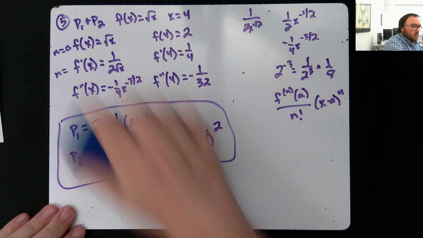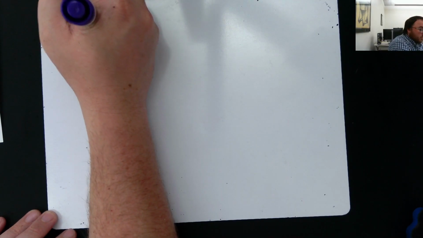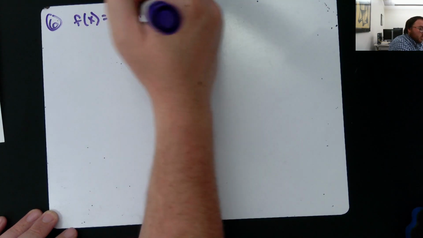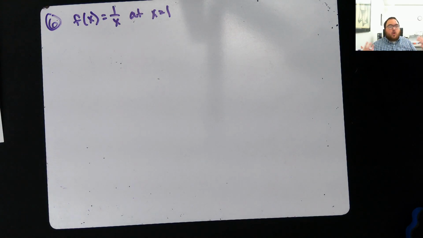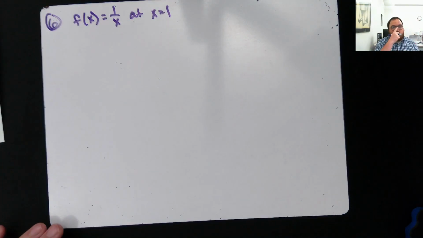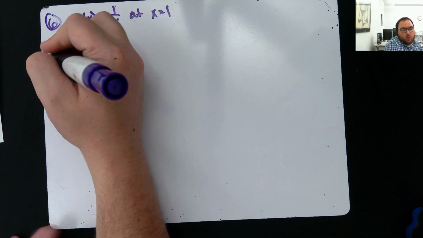Example number 6. Find the Taylor series for the function f of x equals 1 over x at x equal to 1. So we're finding the Taylor series here. Notice it did not say find the first 4 terms or the first 5 terms. It just wants to know what the series is. So I'm going to see if there's a pattern we can find in all of this. I'm going to do as many derivatives as I can to see if it helps us out. So let's do 4 of them.